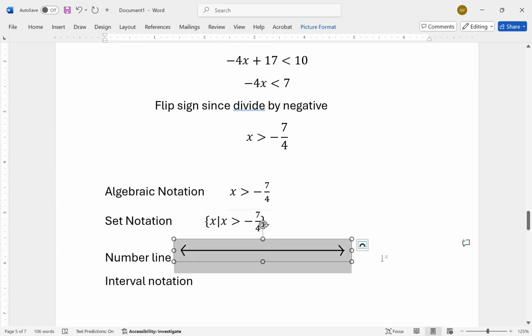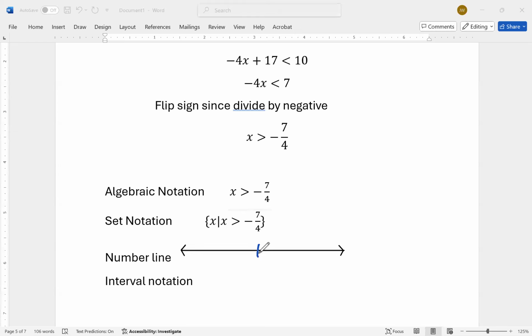On a number line, I would simply draw the -7/4. Let's say it's right there. Since we do not have an equality, I make an open circle at -7/4. And since x needs to be bigger than -7/4, I'll point to the right.